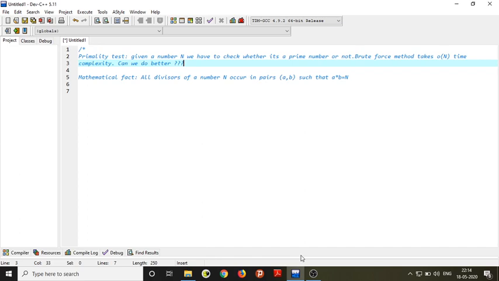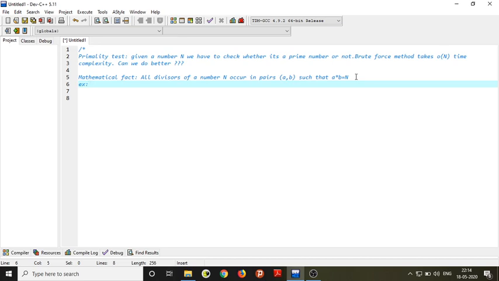We use a mathematical fact for this. The mathematical fact is that all divisors of a number n occur in pairs a comma b such that a star b equals n. Now let's understand this mathematical fact by exploring a few examples.